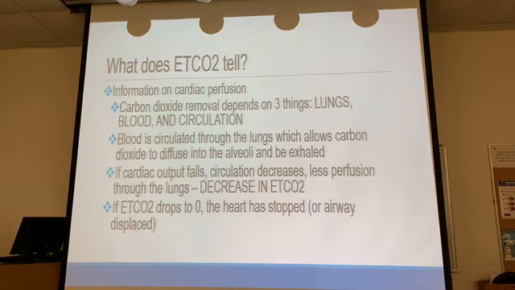So you gotta have three things to have carbon dioxide removal. You gotta have a pair of lungs, first of all. You gotta have blood, and you gotta have circulation to have that blood moving through the body to get it to the lungs. So blood is circulated through the lungs, allows carbon dioxide to diffuse into the alveoli, and then it gets exhaled. If you don't have cardiac output, you don't have an end-tidal CO2 because that carbon dioxide isn't getting moved to the lungs to get blown off, right?